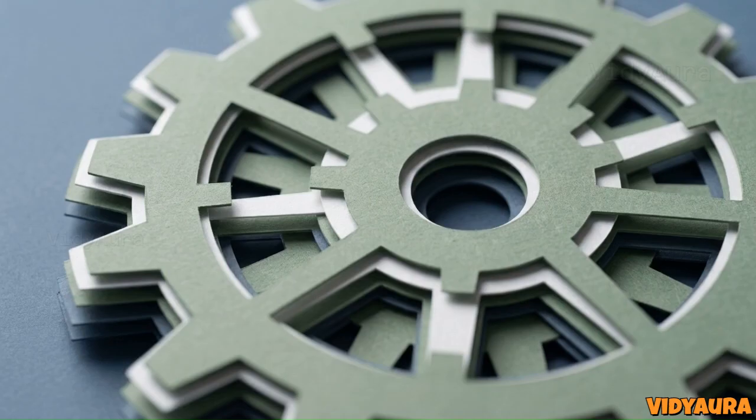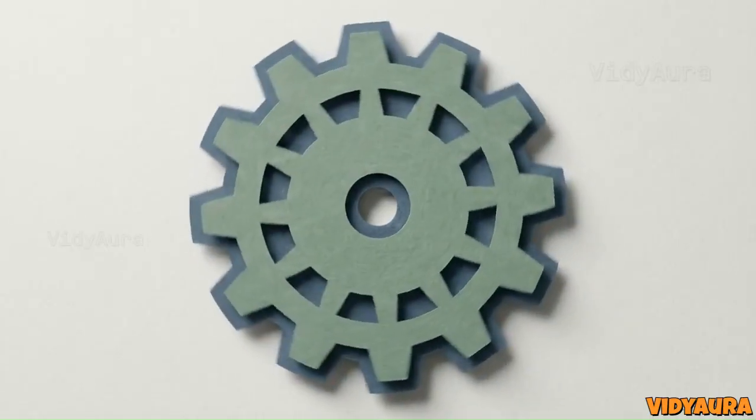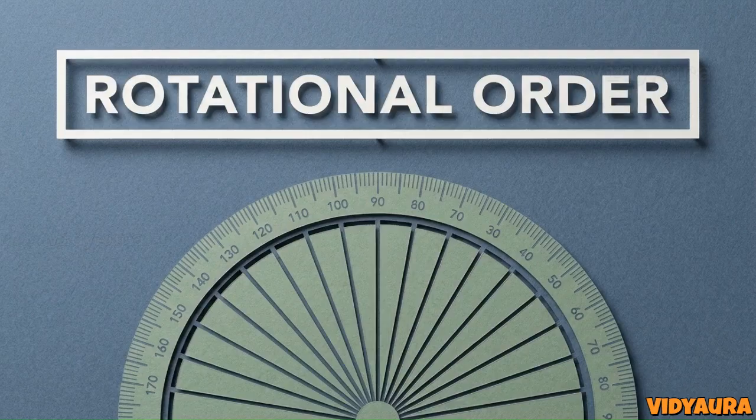Symmetry can also be found by spinning a shape around a fixed center. If a figure looks identical to its original position after a turn of less than 360 degrees, it has rotational symmetry. We calculate this using a specific formula. The order of symmetry equals 360 degrees divided by the smallest angle of rotation.